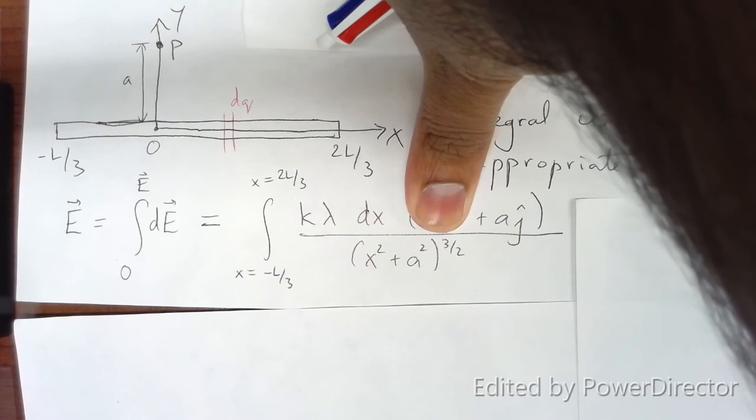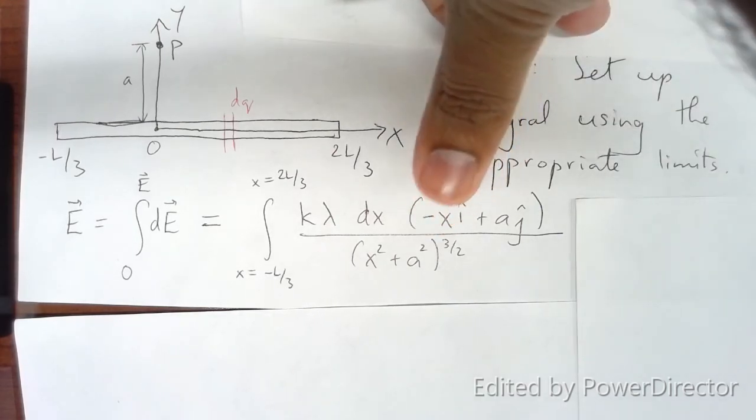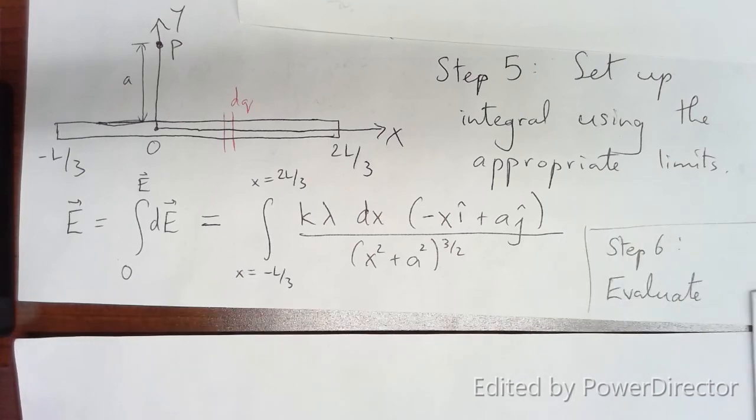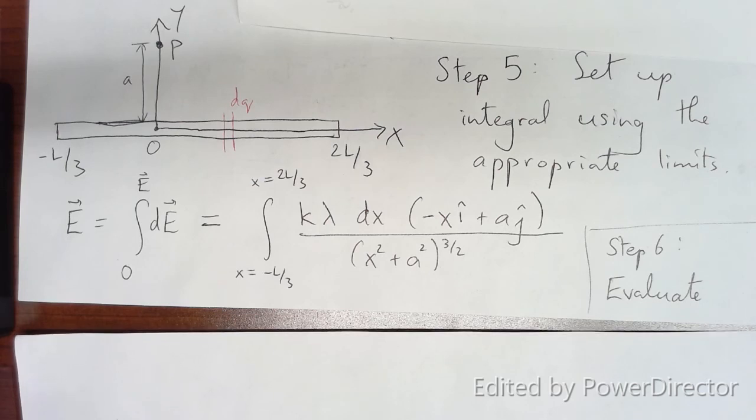And most of the time in this course, we will just ask you to stop at setting up the integral. But sometimes, especially in homework, you will need to go on to step 6 and just evaluate the integral. All right, and that summarizes the process for finding the electric field due to a continuous charge distribution.